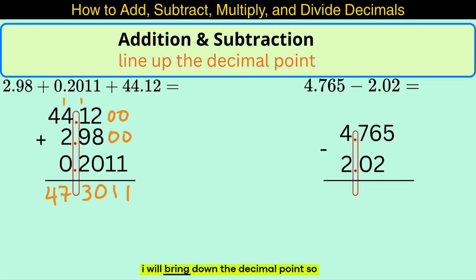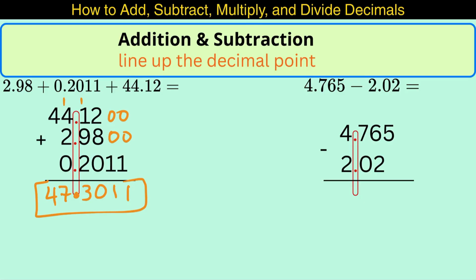Then I will bring down the decimal point. So the answer will be 47.3011. The key point is this, to line up. Line up the decimal point.